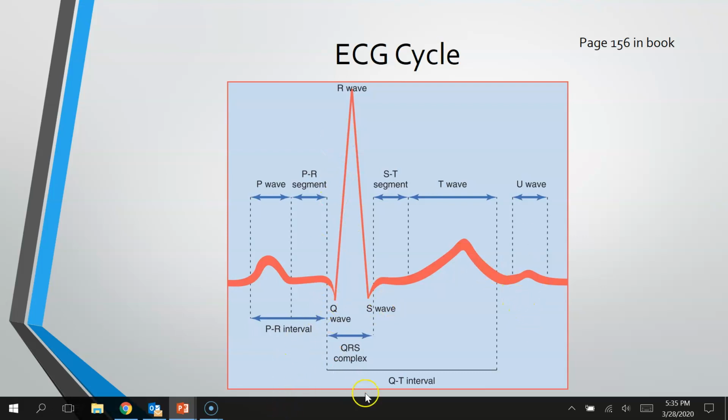Down here, it talks about the QT interval, and that's going to be from the beginning of the Q all the way to the end of the T. So again, we have P wave, QRS complex, the T wave, and the U wave. Segments are going to be from the end of one wave to the beginning of the next, and intervals are going to include the wave to the beginning of the next wave.